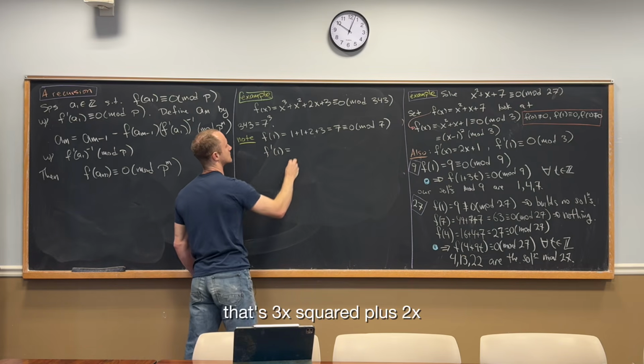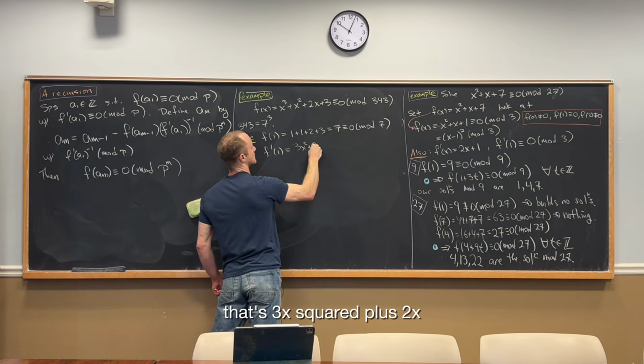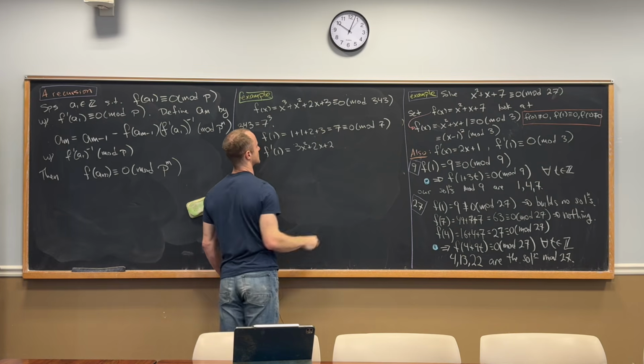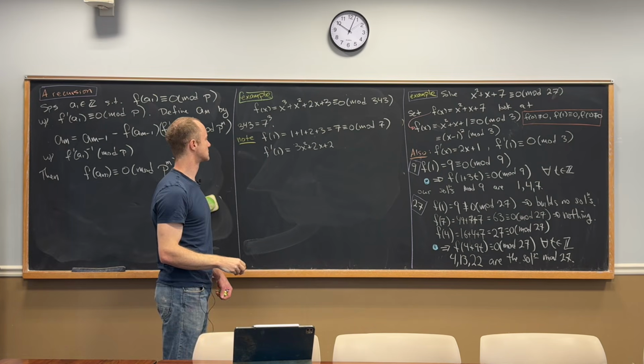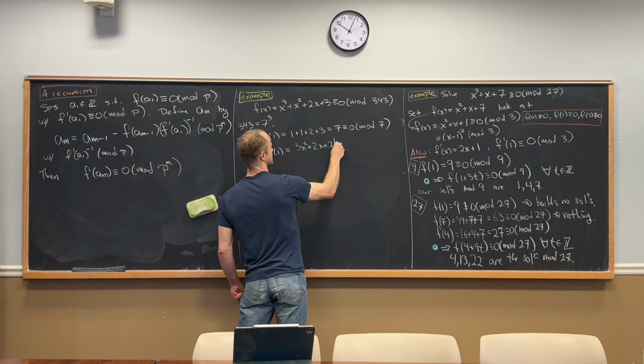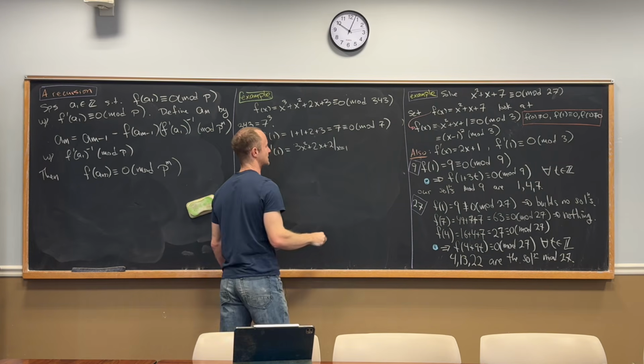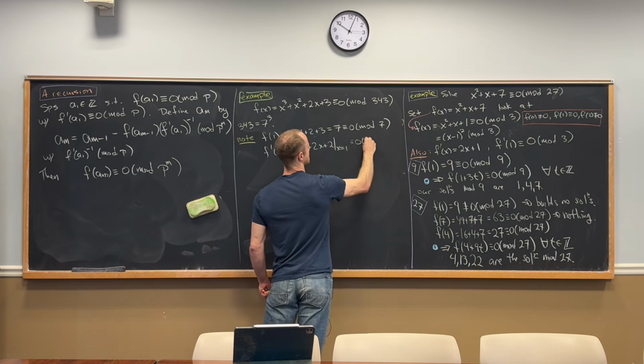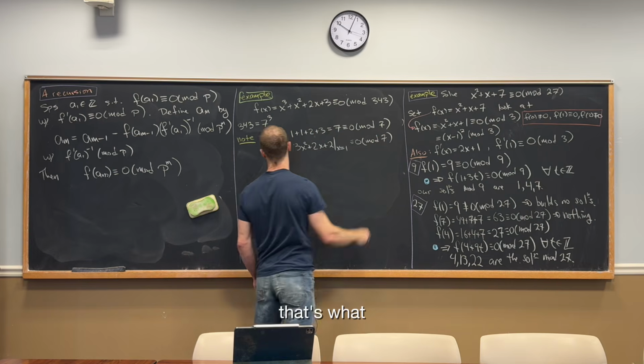That's 3x squared plus 2x plus 2, with x equals 1? Yep. Oh, that's also 0. Yeah, this can be.